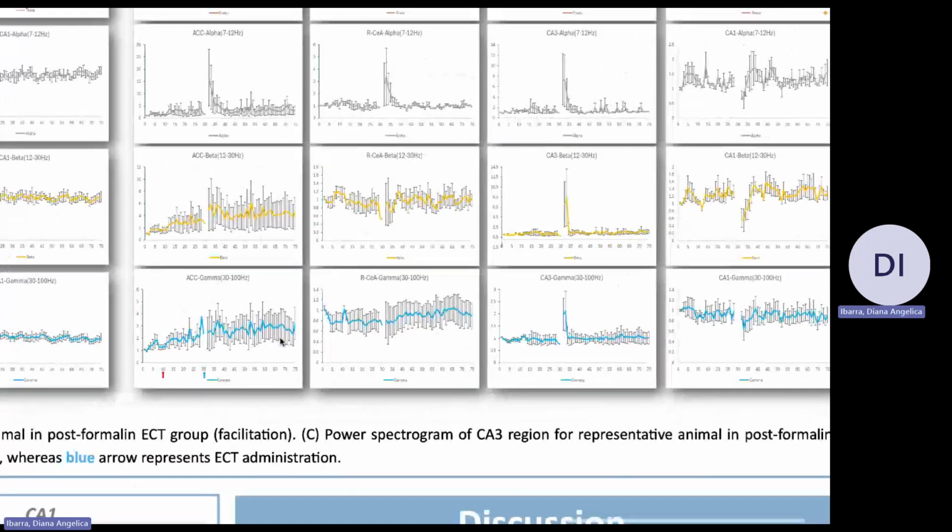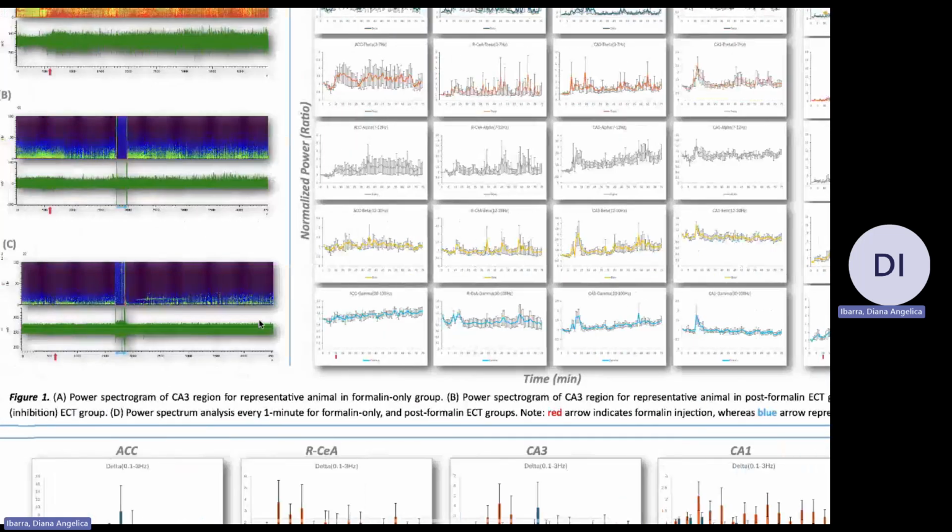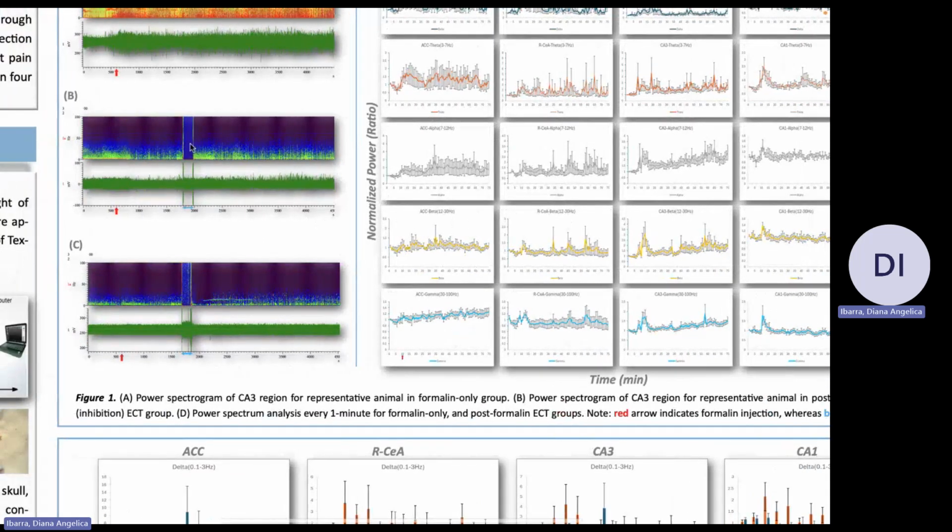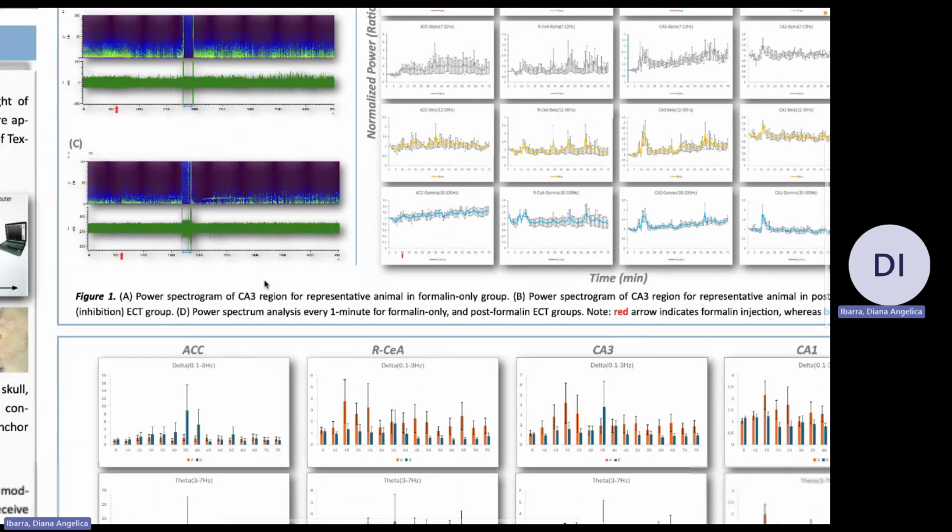In the post-formalin ECT condition, there is also an obvious formalin response when the formalin injection is given at 10 minutes. However, there seems to be a mixed response after ECT is given at the 30-minute mark, which is supported by these 2 power spectrogram analyses here, where there is facilitation and inhibition in the same group after being given ECT.